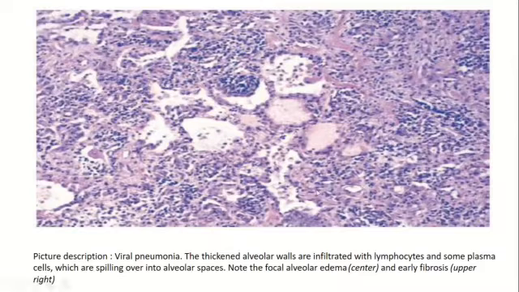Picture description: viral pneumonia. The thickened alveolar walls are infiltrated with lymphocytes and some plasma cells, which are spilling over into alveolar spaces. Note the focal alveolar edema, center, and early fibrosis, upper right.